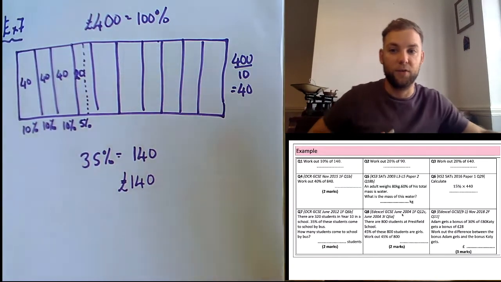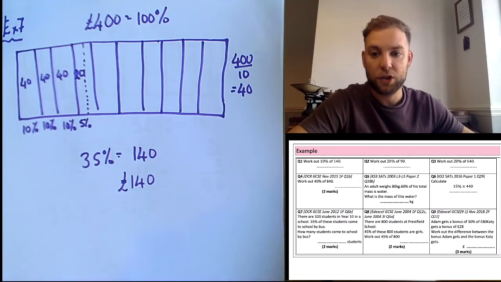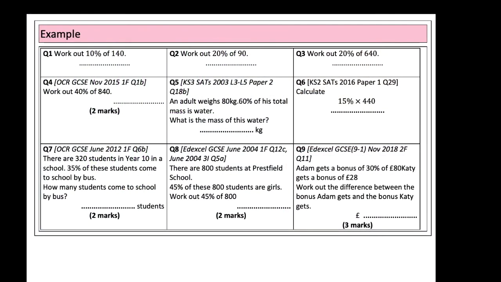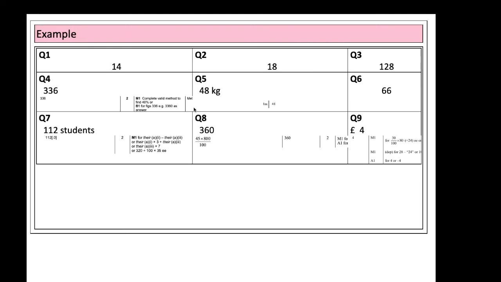So I've got some questions here for you to have a little go at. So make sure you're using the bar method to have a go at these. So pause now and have a go at those. Okay, I'm going to pop the answers on. So mark these in green for me. There we go. Mark those in green.